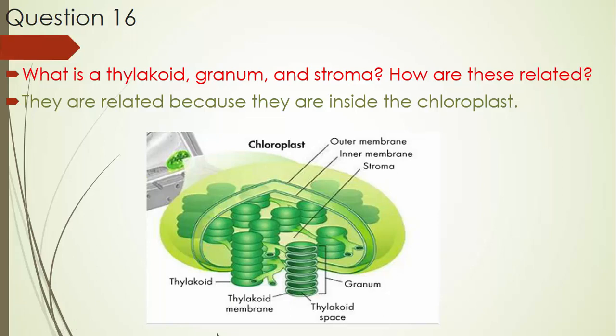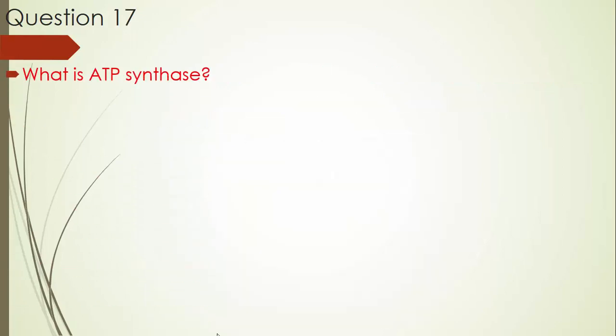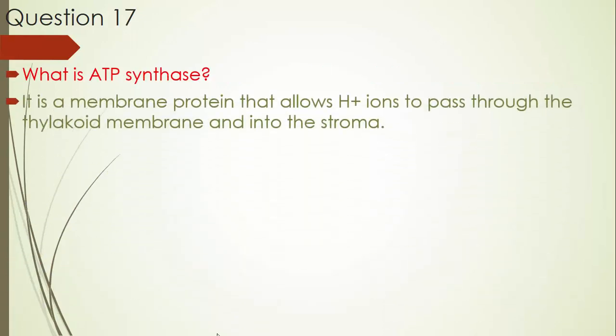So once again, you would find the light-absorbing pigments known as chlorophyll. All right, number 17, what is ATP synthase? So it's a membrane protein that allows H+ ions to pass through the thylakoid membrane and into the stroma. So we talked earlier about those. You need the products of the light-dependent reactions to help out the light-independent reactions. This is an example of that.